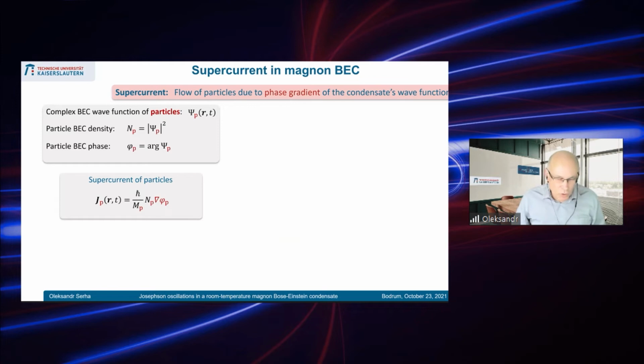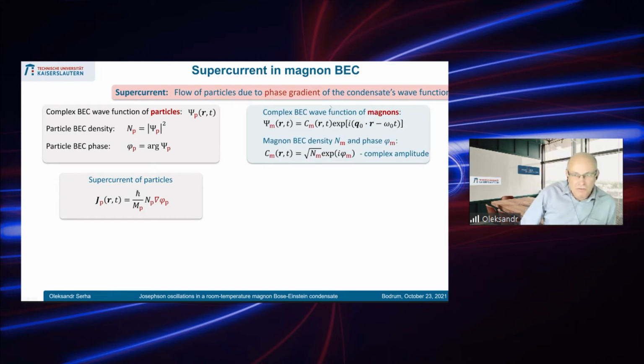And what kind of properties of the Bose-Einstein condensate would we investigate? For example, something normally related to the properties of condensates and some type of superconductivity: supercurrent in magnon BEC. So, supercurrent is the flow of particles due to the phase gradient of the condensate wave function. The complex BEC wave function of particles can be presented by this formula, where the particle BEC density Np is the squared modulus of this complex function, and the particle BEC phase can also be found here. Supercurrent of particles is normally determined by this formula, where the mass of the particle, the density of particles, and also the phase shift in the phase of the BEC wave function appear.